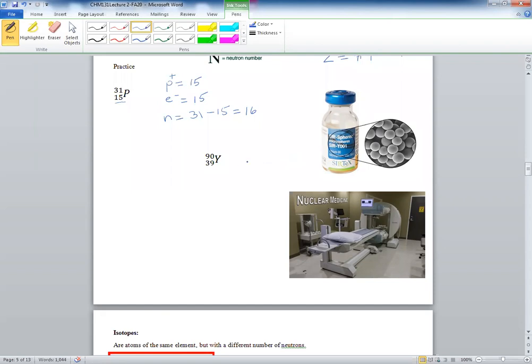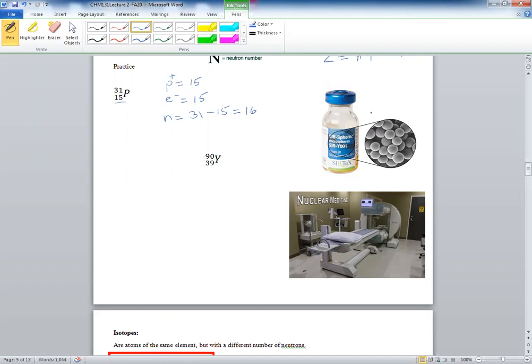Now let's look at another example. What we have here is an element called yttrium. That's how it's pronounced. The symbol is Y. And this is an interesting element, especially this isotope, and we'll talk about isotopes on the next page. Yttrium 90 is used by radiologists to actually kill cancer cells in the liver.